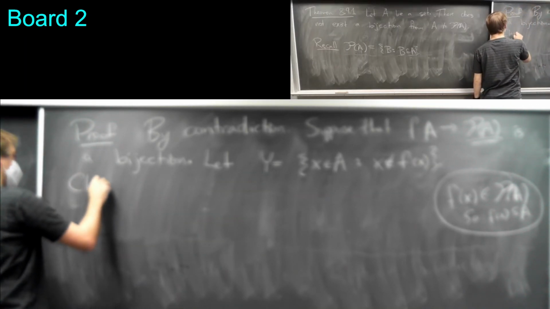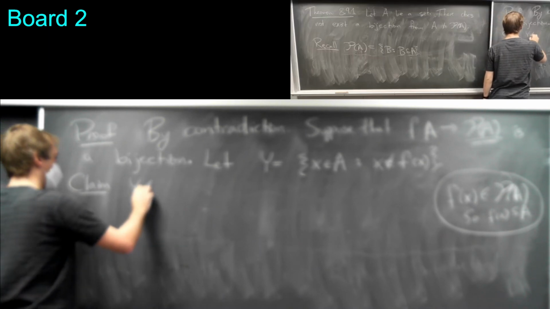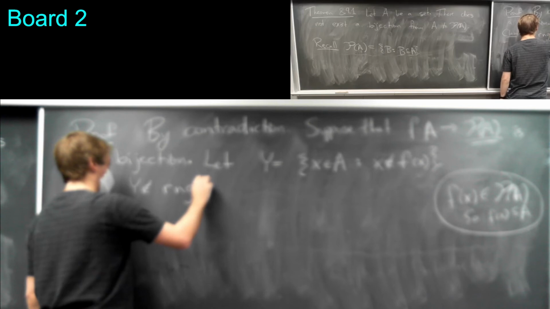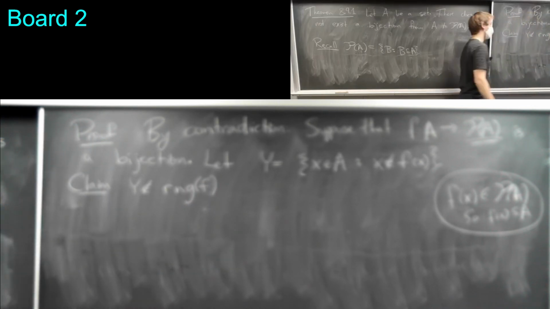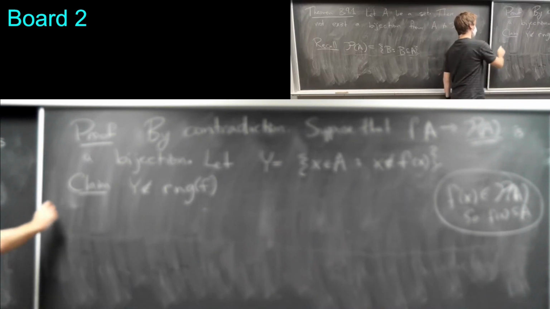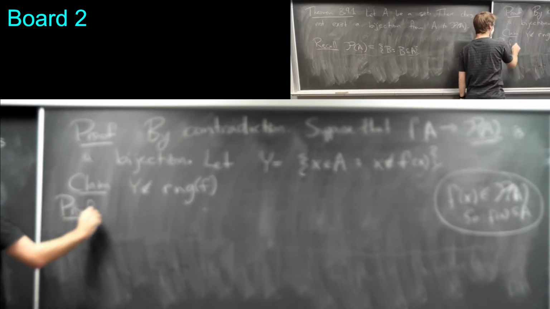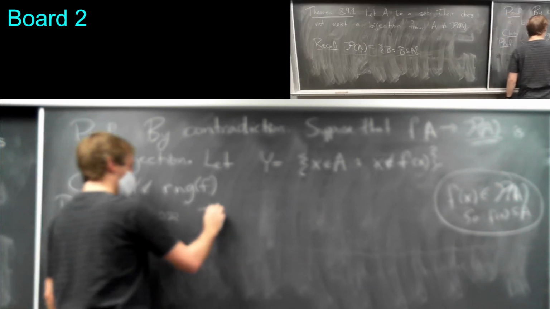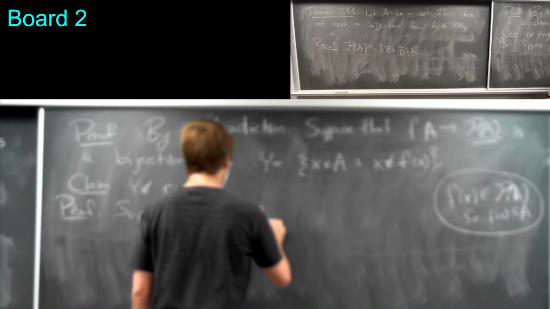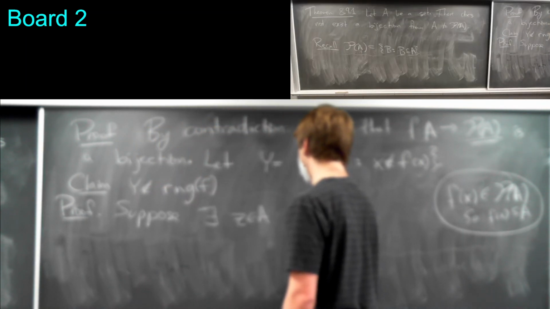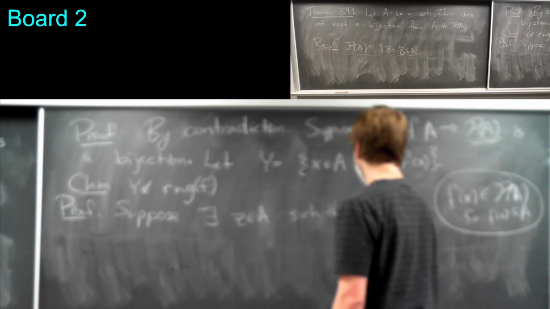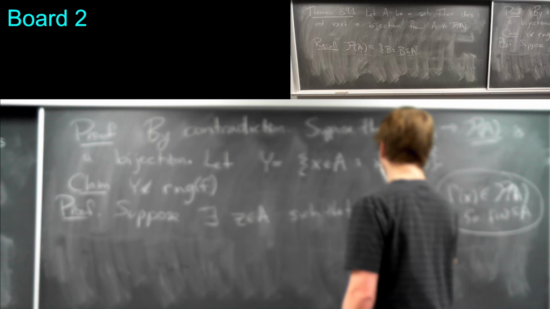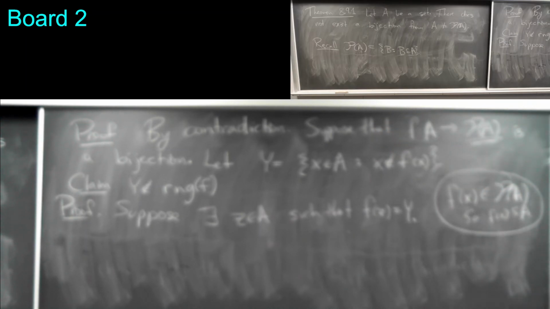So claim: Y is not in the range of f. We're going to do this part by contradiction as well. Suppose there exists some z in A such that f of z is Y. Okay, and I want to get a contradiction.